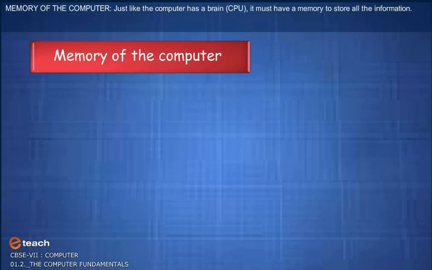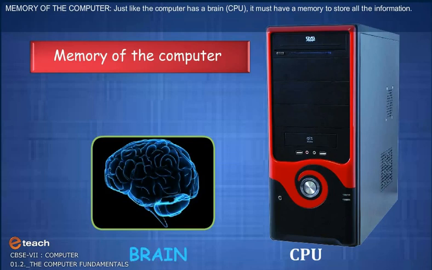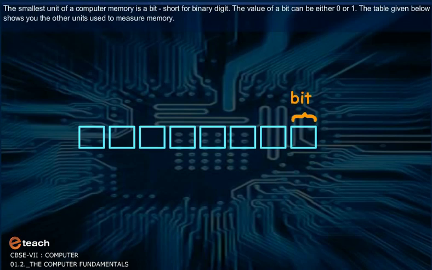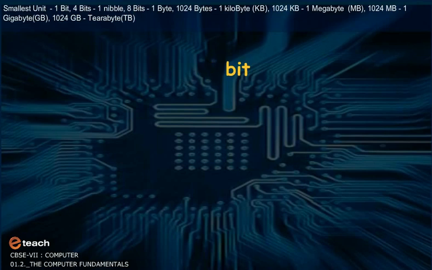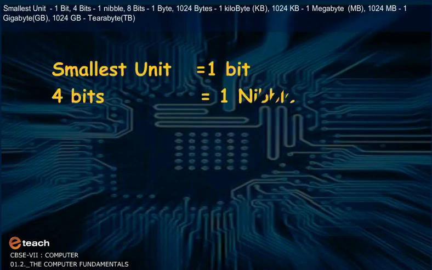Memory of the computer. Just like the computer has a brain, that is CPU, it must have a memory to store all the information. The smallest unit of a computer memory is a bit, short for binary digit. The value of a bit can be either 0 or 1. The table given below shows you the other units used to measure the memory. Smallest unit, 1 bit. 4 bits, 1 nibble. 8 bits, 1 byte.